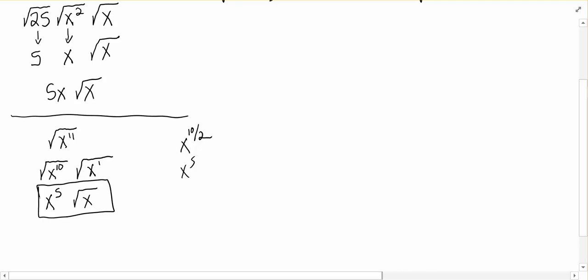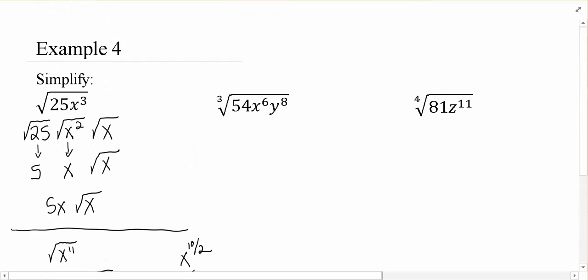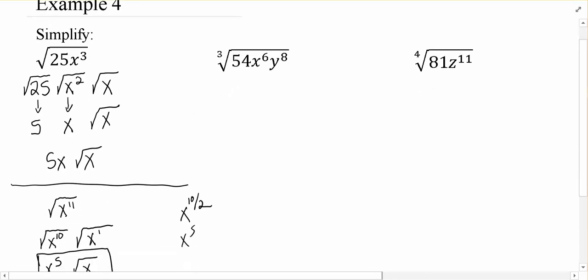So when we're doing the break it up step with a radical, we want to think about what it really means to be a perfect square. For a perfect square, it means my power is divisible by 2. For a perfect cube, it would mean my power is divisible by 3. For a perfect power of 4, it means my power is divisible by 4. So let's look at the next example that we had written out.